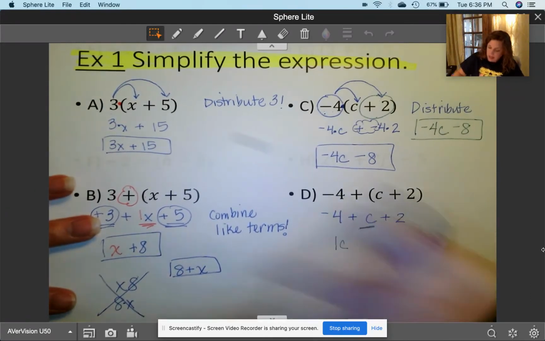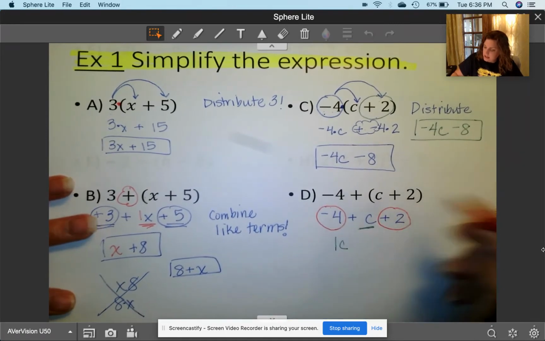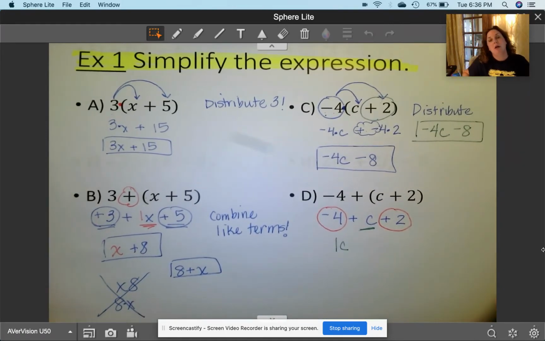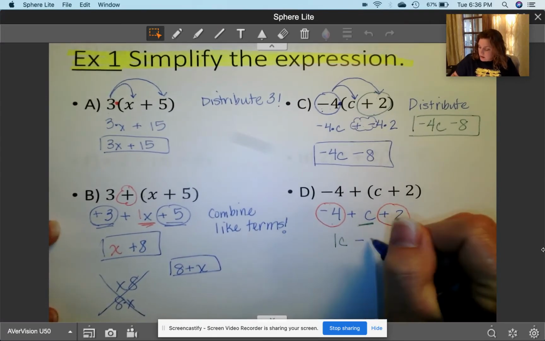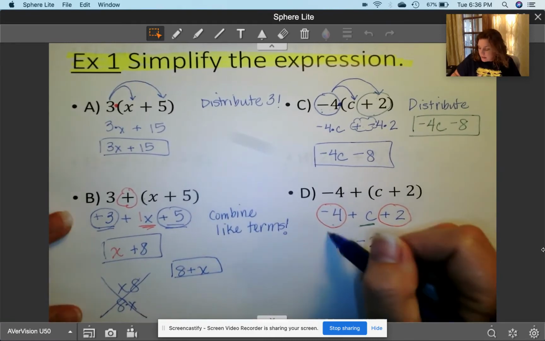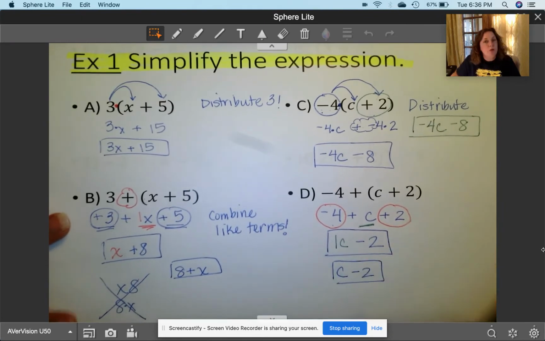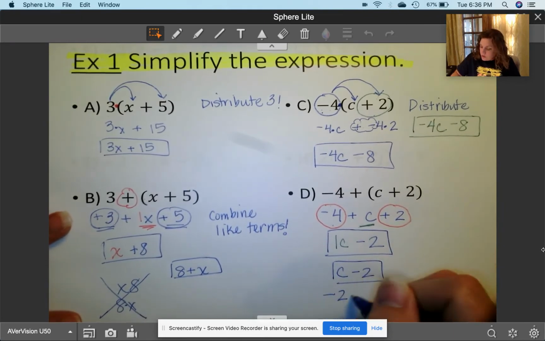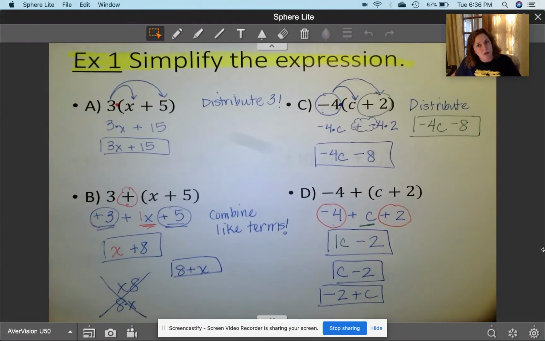And then I have my like terms of a negative 4 and a positive 2. A negative 4 combined with a positive 2. 4 negatives and 2 positives are going to leave 2 negatives. And this is a great answer, totally fine. If you wrote C minus 2, that is also totally fine. If you wrote negative 2 plus C, that is also totally fine. All of these are the same.